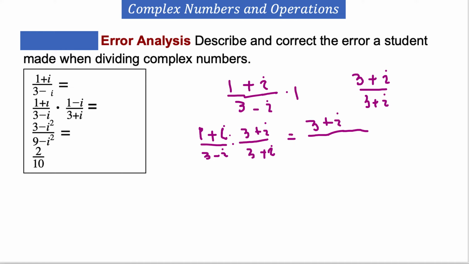Now with the second factor, i times 3 is plus 3i, and i times i is plus i squared. And in the denominator, (3 − i) times (3 + i): if we take, for example, (a − b) times (a + b), it is a squared minus b squared. So this we can write as 3 squared minus i squared.